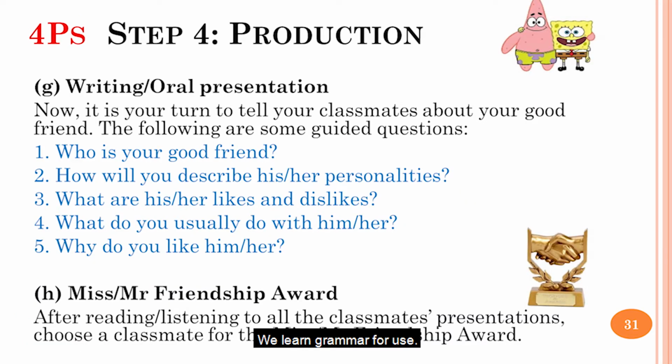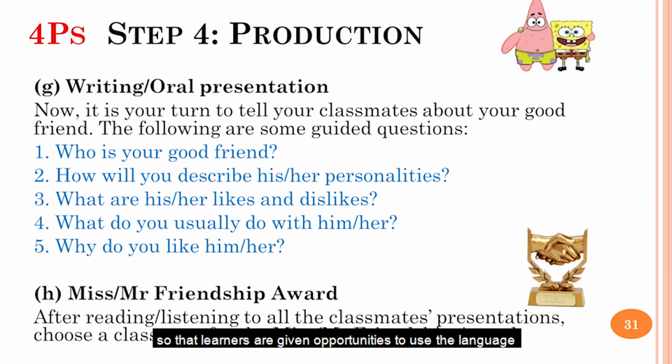We learn grammar for use. It is important to include the production stage, so that learners are given opportunities to use the language more freely for meaningful interaction. In our example on subject-verb agreement under the theme of friendships, learners can be asked to introduce their good friends and what they do together.